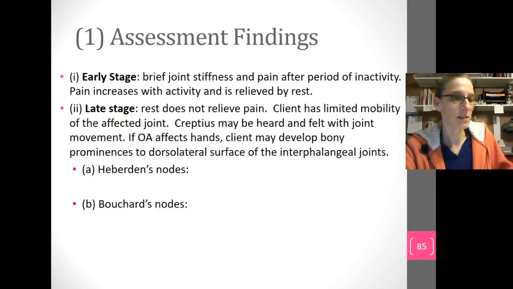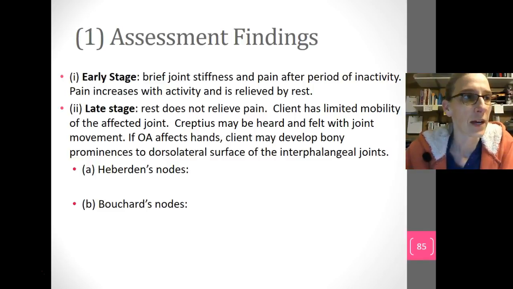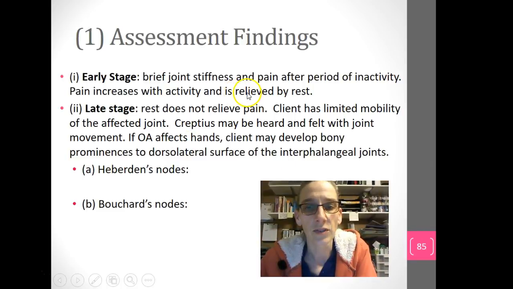All right, assessment findings. In the early stage, you get brief joint stiffness and pain after periods of inactivity. Pain increases with activity and is relieved by rest. Okay, in the late stage, rest does not relieve the pain any longer. The client has limited mobility of the affected joint. Crepitus may be heard and felt with joint movement. And if OA affects the hands, the client may develop bony prominences to the dorsolateral surface of the interphalangeal joints. Dorsolateral, look it up if you're not sure. All right, these are going to be things like Heberden's nodes and Bouchard's nodes. This is in the book as well, on page 1089, I believe.